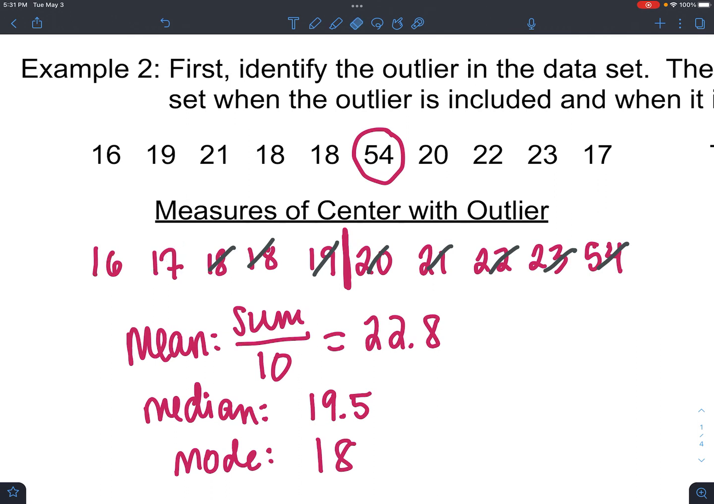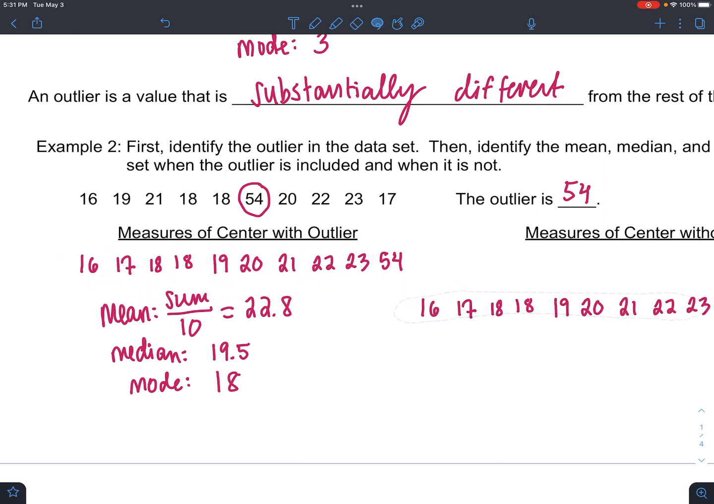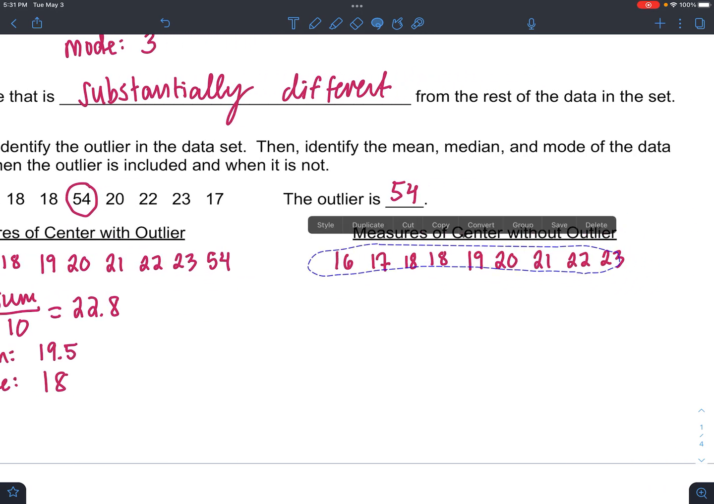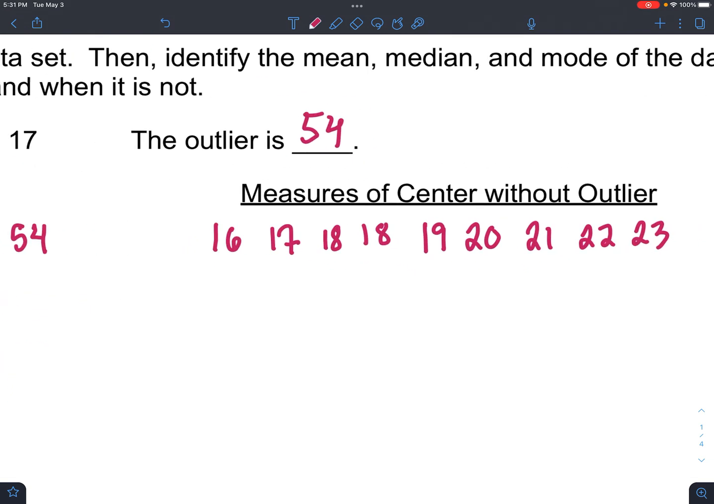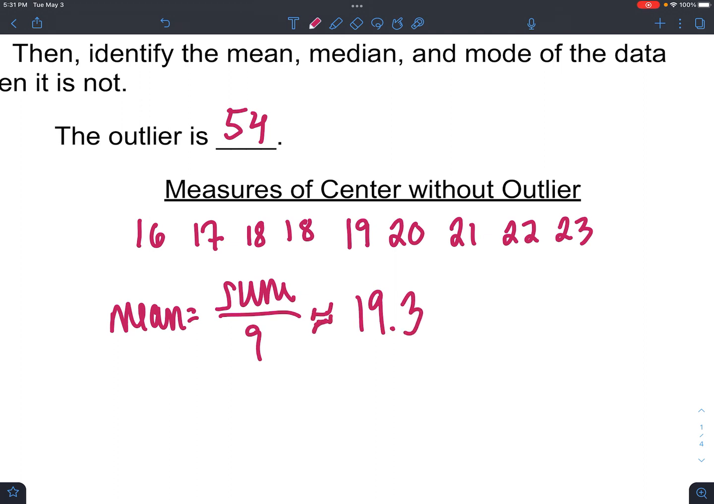Okay? Let's go ahead and erase these dashes because I want to reuse the list again. On the right here, it wants us to calculate without the outlier. So again, let's see if our mean calculation is any different. So it's the sum, add them all up, divide by 9 this time. I got around 19.3.